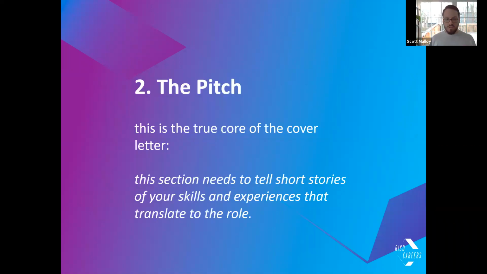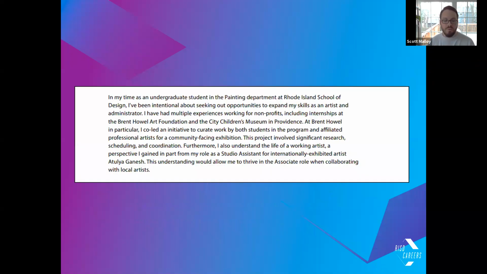After that quick introduction, you then want to move into the pitch. And this is a really, really critical part of the cover letter. You can think about this as a section where you can aim to tell short stories, very short stories, but short stories that illustrate your skills and experiences that translate to the role. So it's that old adage of showing versus telling. Through these short stories, you're hopefully showing the skills and abilities you have that connect to the job. It's sort of proving that you have the ability to do the job, in other words. So here's an example of how one does that.